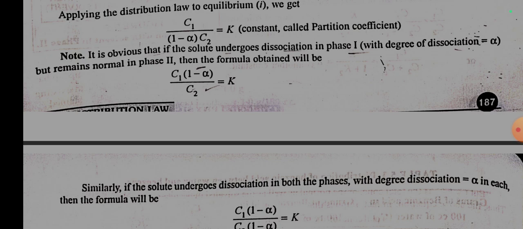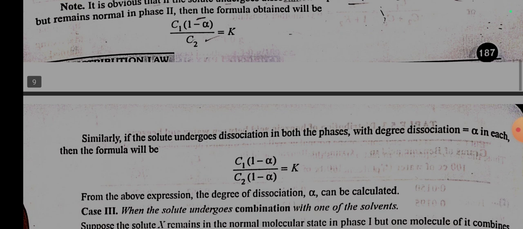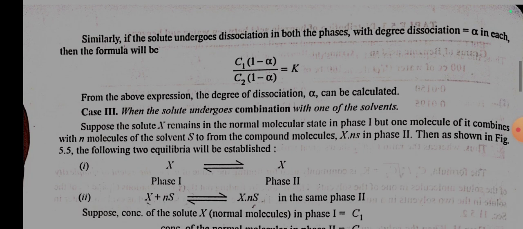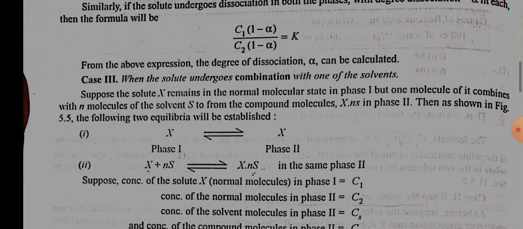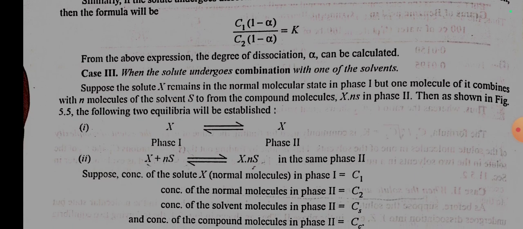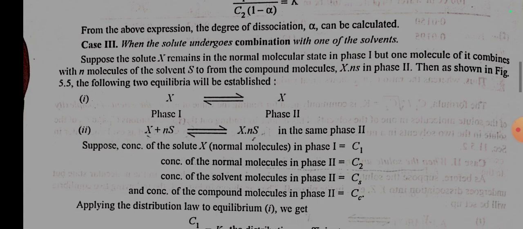Note, it is obvious that if the solute undergoes dissociation in phase 1 with degree of dissociation alpha but remains normal in phase 2, then the formula obtained will be C1(1 − alpha)/C2 = K. Similarly, if the solute undergoes dissociation in both phases with degree of dissociation alpha in each, then the formula will be C1(1 − alpha)/(C2(1 − alpha)) = K. From the above expression, the degree of dissociation alpha can be calculated.